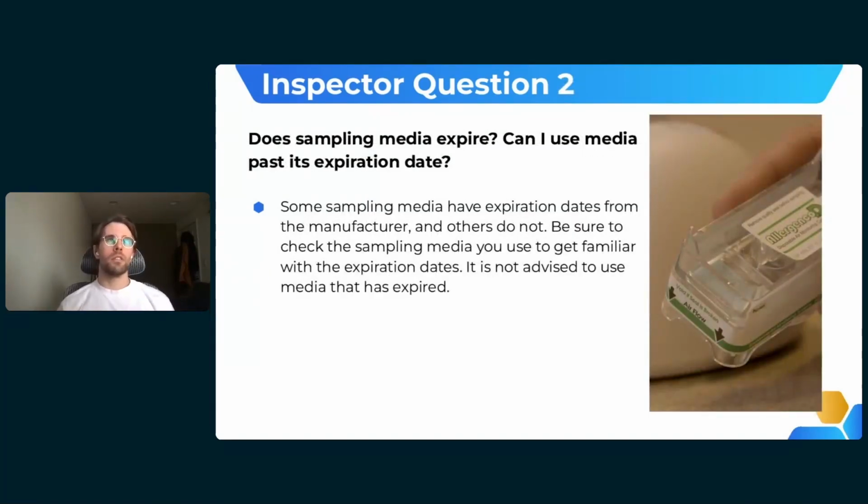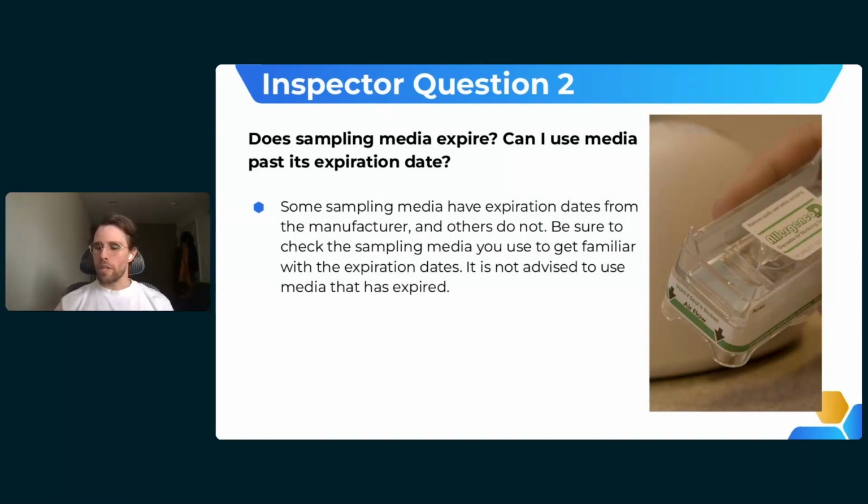So on to the next question. Does the sampling media expire? Can I use it past the expiration date? Now, of the supplies that we sell and we receive, some of them do have expiration dates. I've got some cassettes here on my desk. Aerosol cassette here that this one expired in March of 2024. I think this other one is the same. So some media does have expiration dates printed on them, such as aerosol cassettes or Allergenco cassettes.